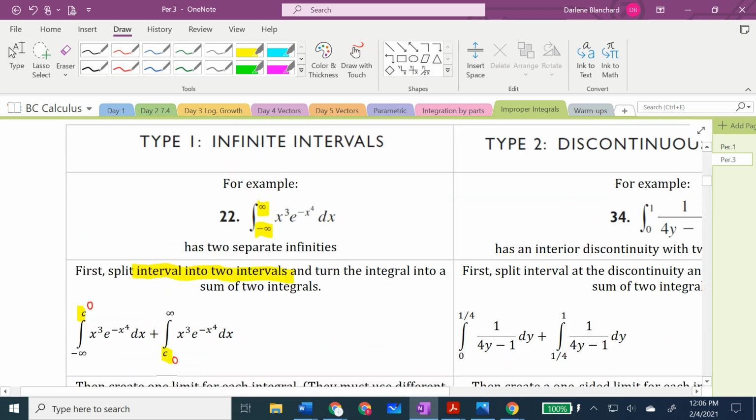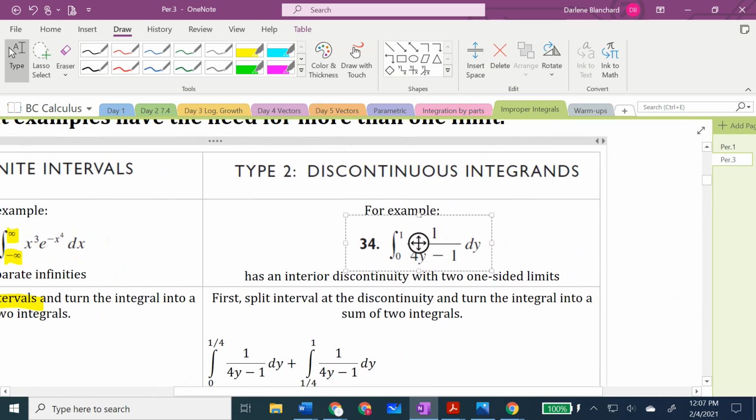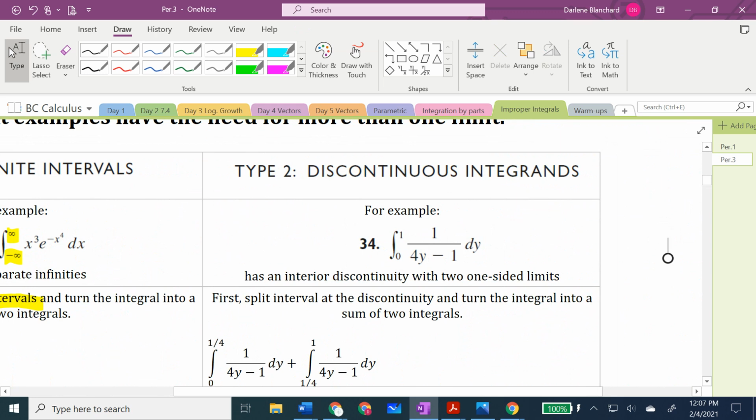Now, for the vertical asymptote issue, if you have an interior vertical asymptote, this one, the bottom is equal to 0 at 1/4. And that's in the interior of 0 to 1. While you get a choice with the negative infinity to infinity split point, here you must split it at that discontinuity.